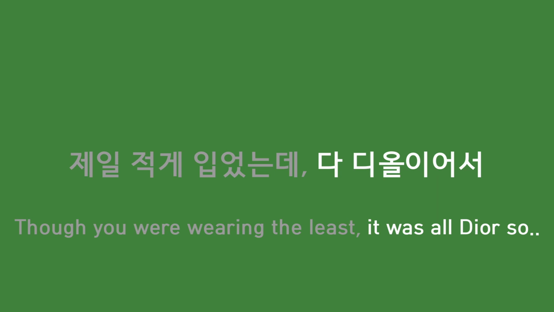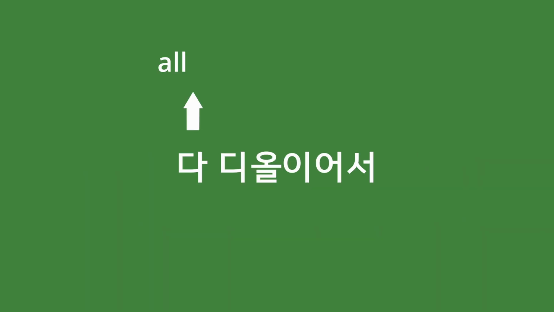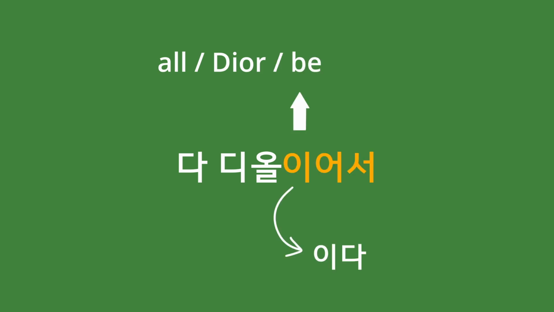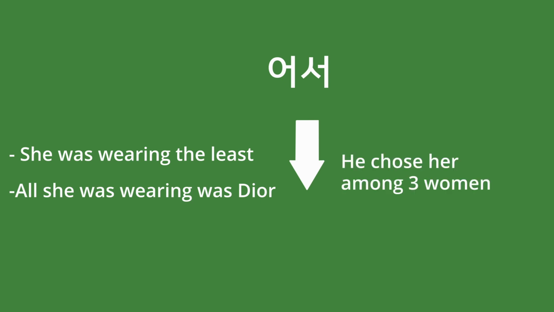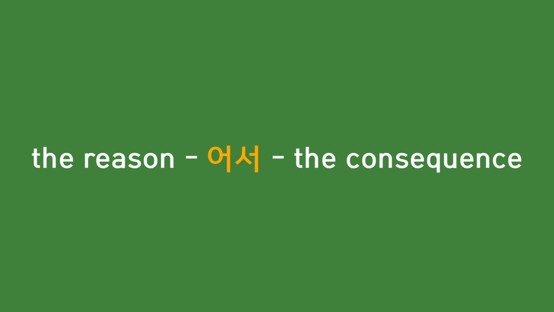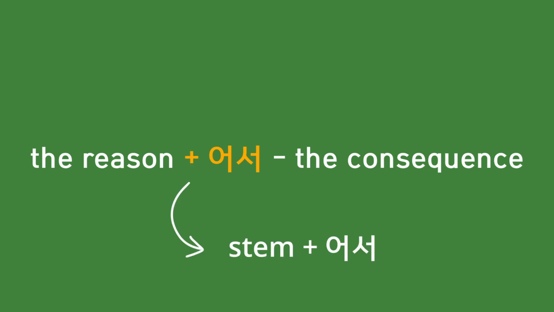For now, let's see only the second clause. 다 means all. Dior is Dior. 이어서 is conjugated from 이다, which corresponds to be. After 다 is dropped, 어서 is added. 어서 in this case has the meaning of therefore or so. 어서 was added after he explained the reason why he chose her among three women. So, 어서 is a connection between the reason and the consequence. And it's added to the stem of the predicate in the first clause where the reason is explained.